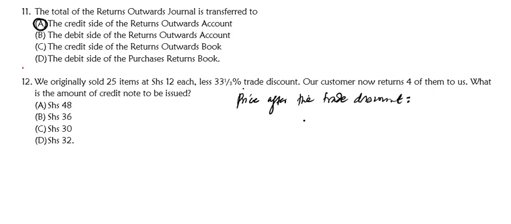So my price after the trade discount: we sell each item at 12, but there is a reduction of 33 and 1/3%, because that discount is going to be applied on the list price. So we have to see our list price after the trade discount, because there is a reduction of 33 and a third.